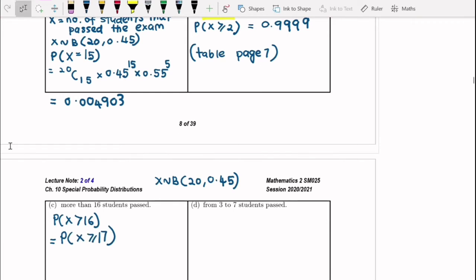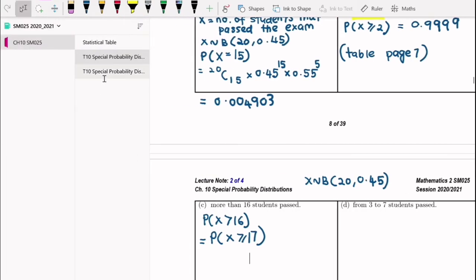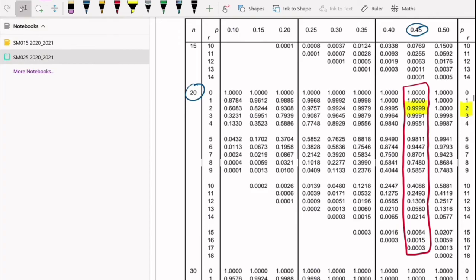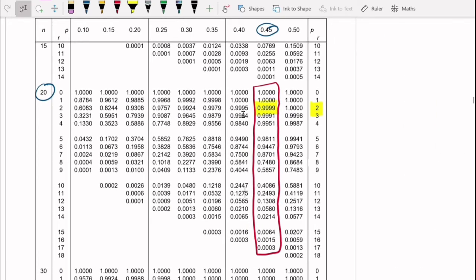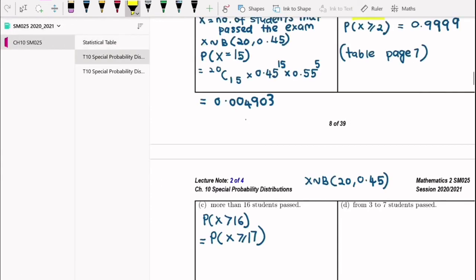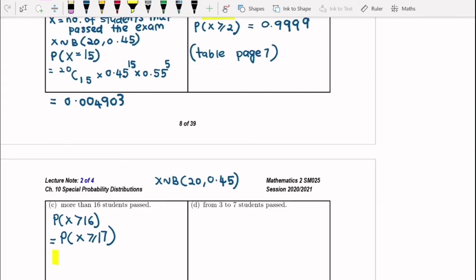Again, let's look at the binomial table, page 7. We need to find probability x greater equals to 17. We still use n equals to 20, p equals to 0.45. Here is our 17. Then the probability is 0.0003.